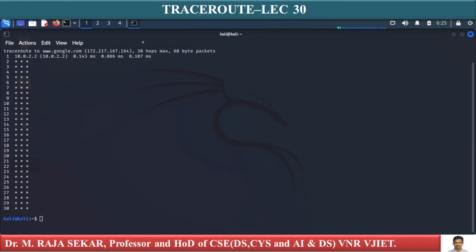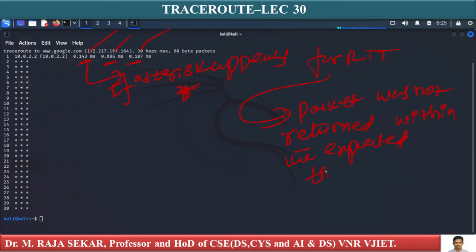Now there is something like an asterisk. What is the asterisk in RTT? If an asterisk, which means star, appears for RTT, then what does it mean? It means the packet was not returned within the expected time frame. That one must be understood, isn't it?